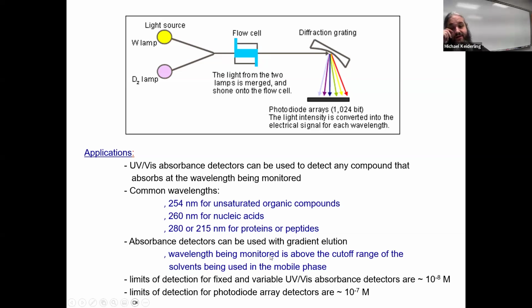As long as the wavelength being monitored is above the cutoff range of the solvents being used in the mobile phase. And the limits of detection for fixed and variable UV visible absorption detectors are 10 to the minus 8 molar. For photodiode array detectors, it's more like 10 to the minus 7, but you get a whole spectrum.